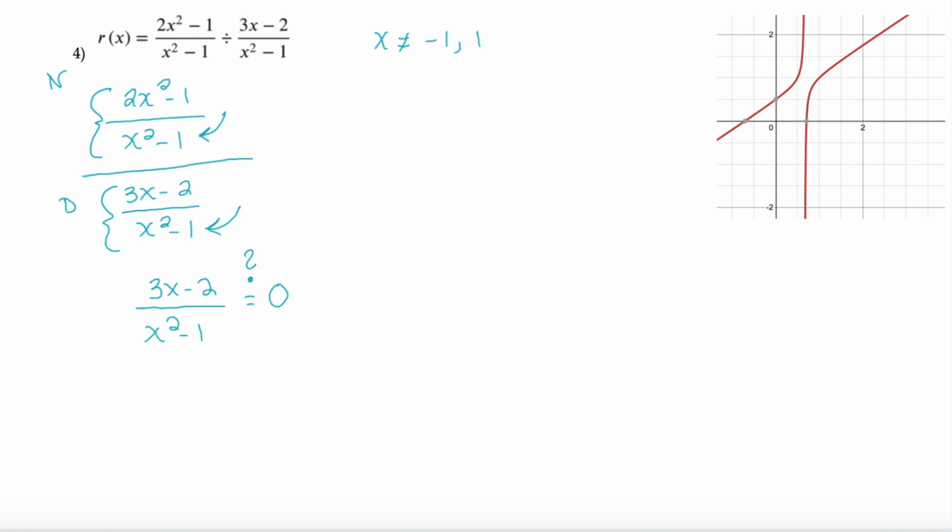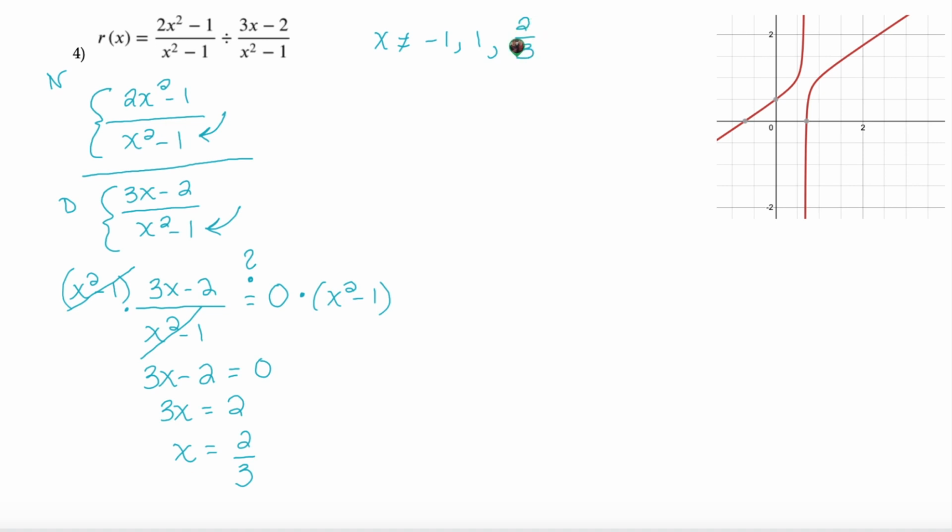Well, to solve for x, we would multiply both sides by x squared minus 1, so that our denominator will be eliminated, leaving us with 3x minus 2, still equal to 0, since 0 times anything is 0. Now it's not too bad to continue solving. 3x is 2, and x is equal to 2/3. So we also want to make sure that x is not equal to 2/3, so that we cover the entire denominator over on the bottom here is also not equal.